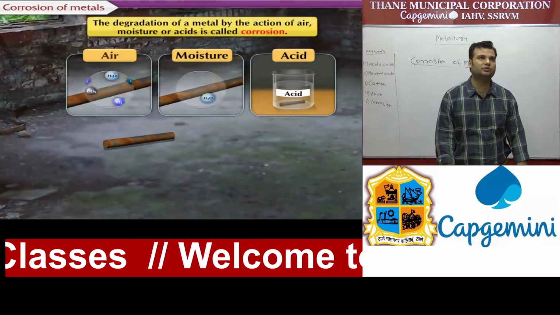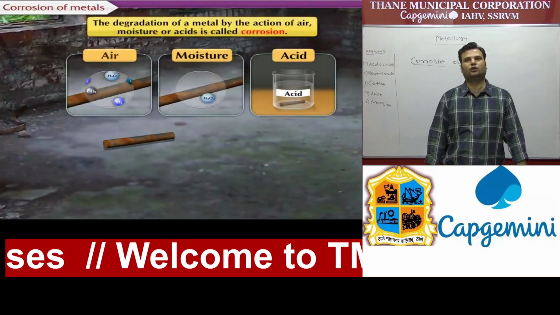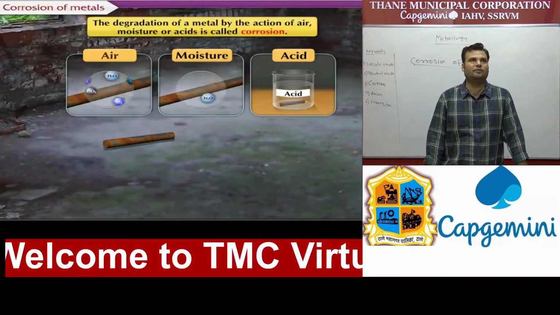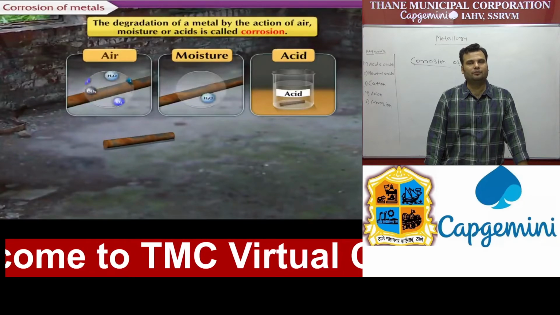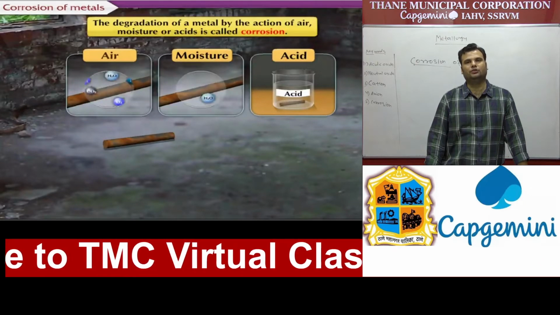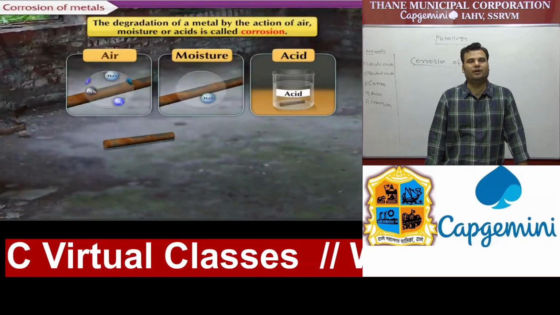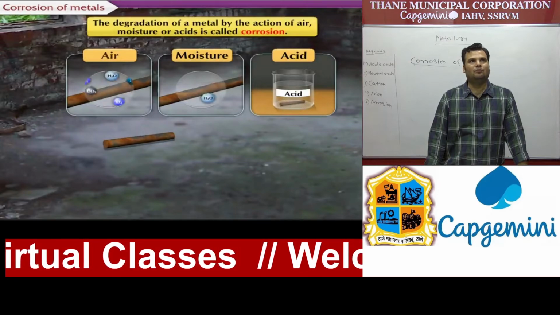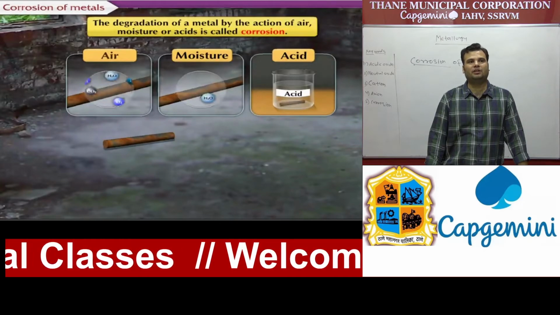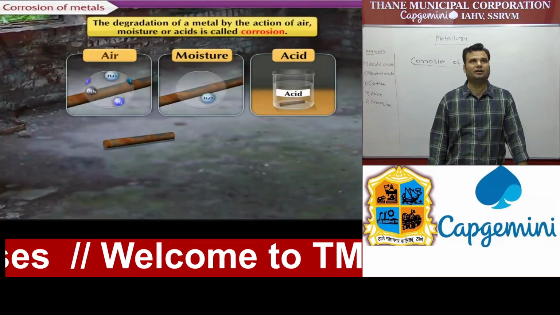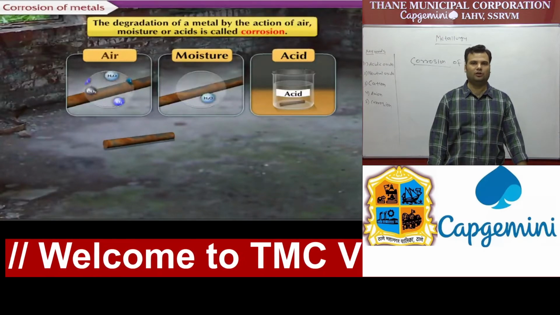It is very important, students, in India and all over the globe: the degradation of metals by the action of air, moisture or acid is called corrosion. You can see it in the slide; take any metal as an example. When it reacts with air, moisture or acid, it forms a brown layer on the surface, and that is called rusting, and the process is called corrosion.